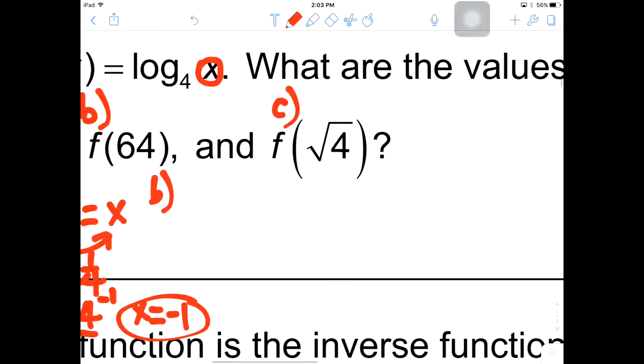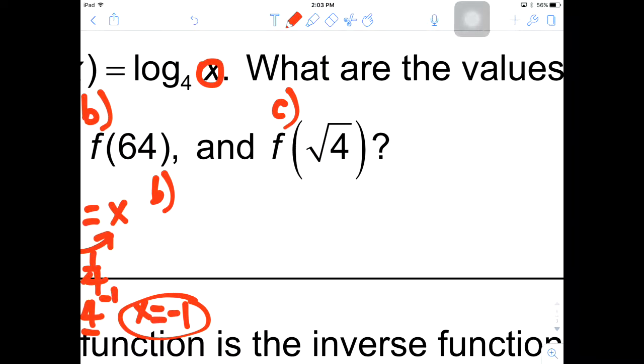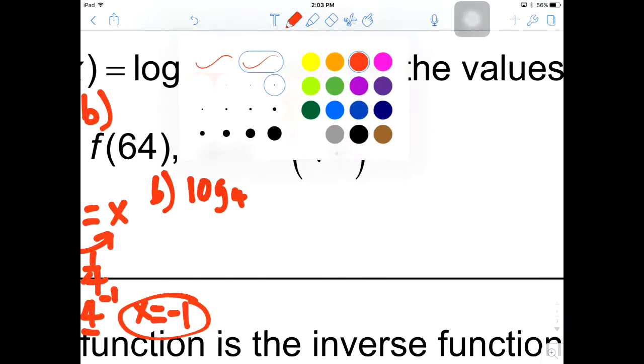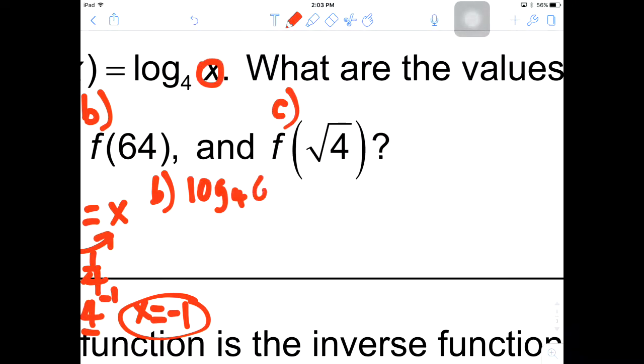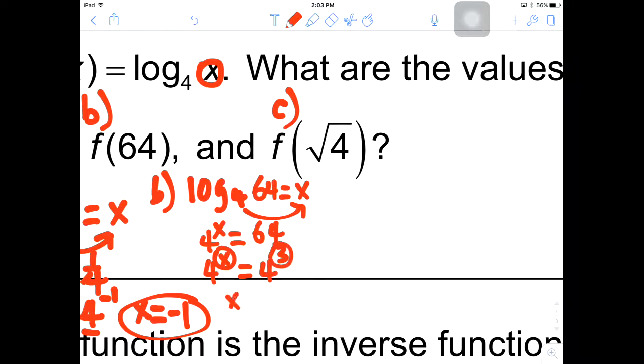And for part B, same thing. 64, we're going to let x equal 64. So log base 4 of 64 is equal to x, and we will follow the arrow. 4 to the x equals 64, and rewriting 64 as 4 to the third. Therefore, bases are equal, we have exponents are equal.